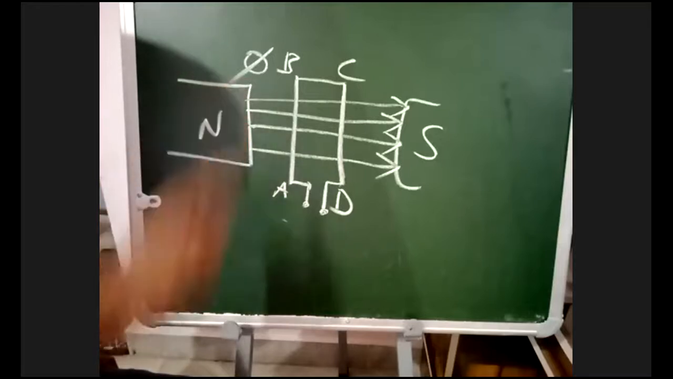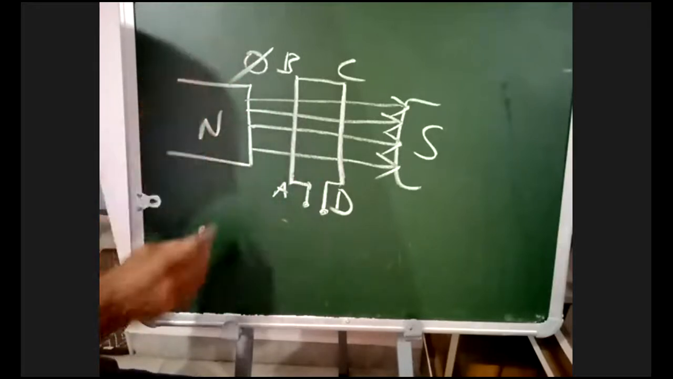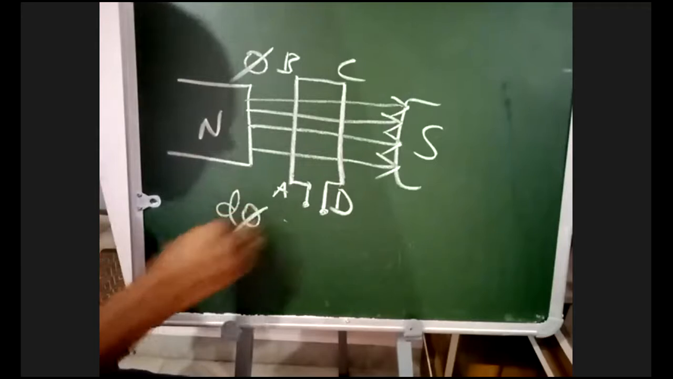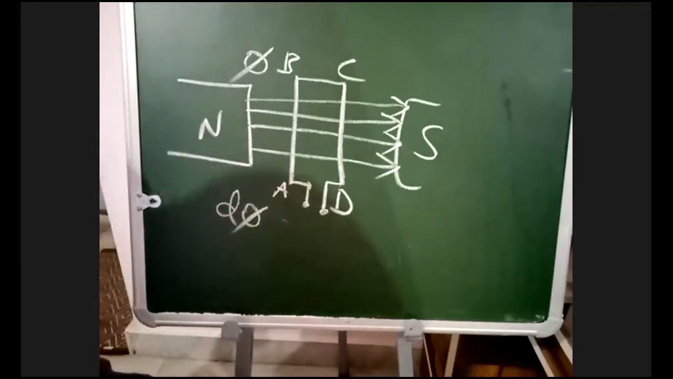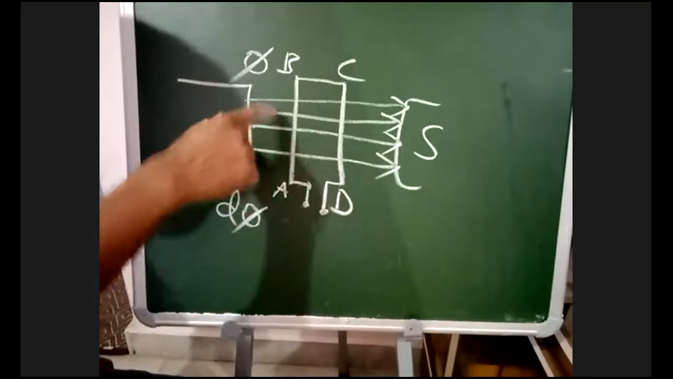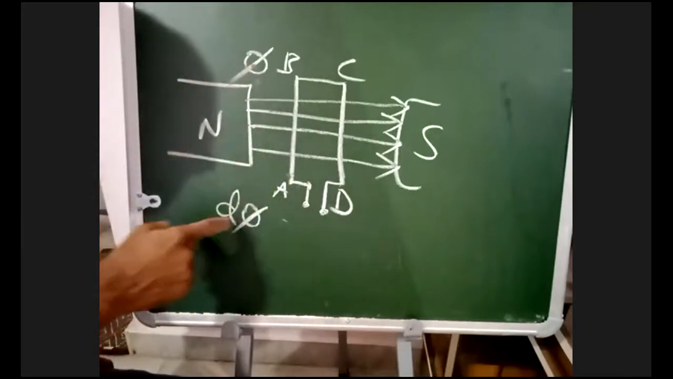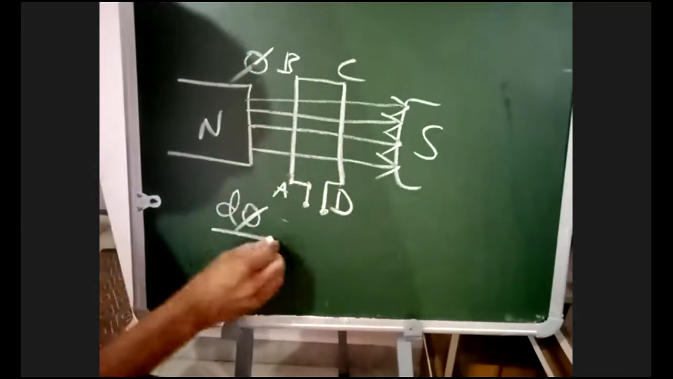It will cut the flux. When this conductor is cutting the flux, there is a change in the flux. If you rotate this coil, it is cutting the flux, and so there is a change in the flux.